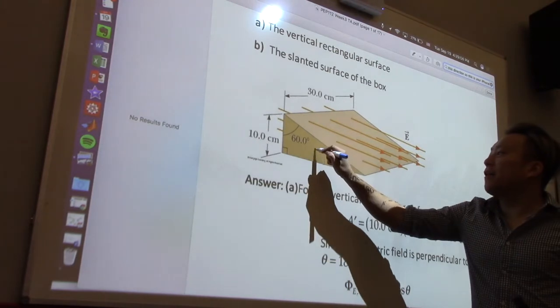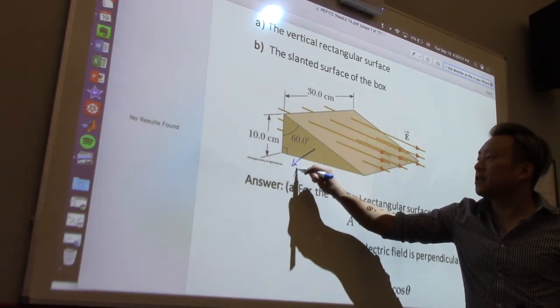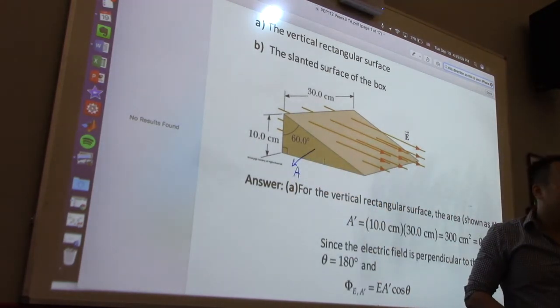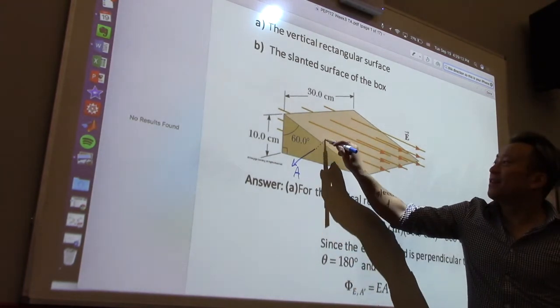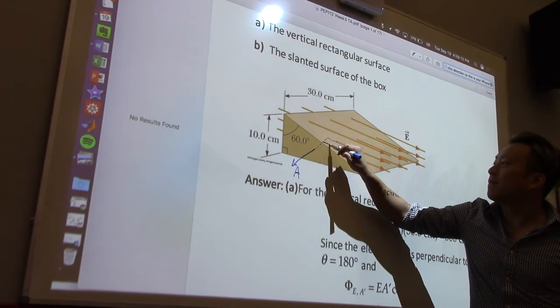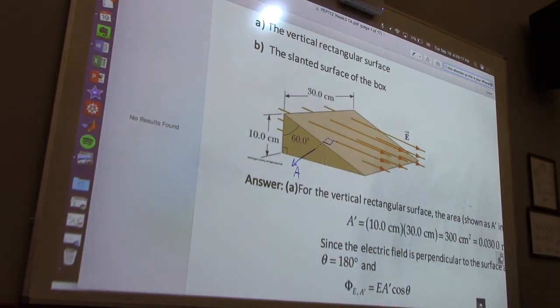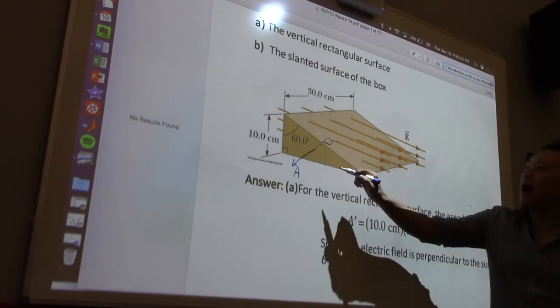If I draw an area vector like this, that's going to be my area vector, the direction. And the electric field is this. Look at the angle between them. You see that? The angle between the area vector and the electric field vector is 90 degrees. And we know cosine of 90 is 0. So the flux through the sides of this shape are 0. And same thing with the bottom.